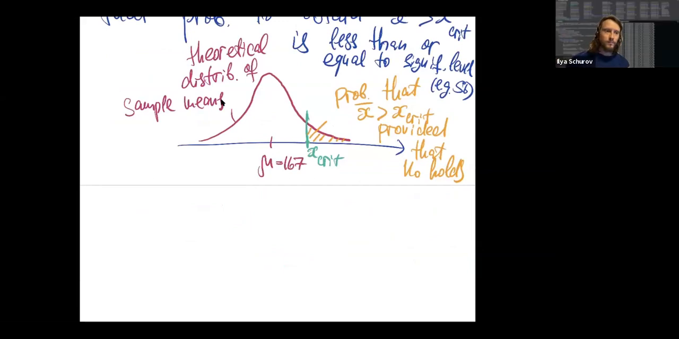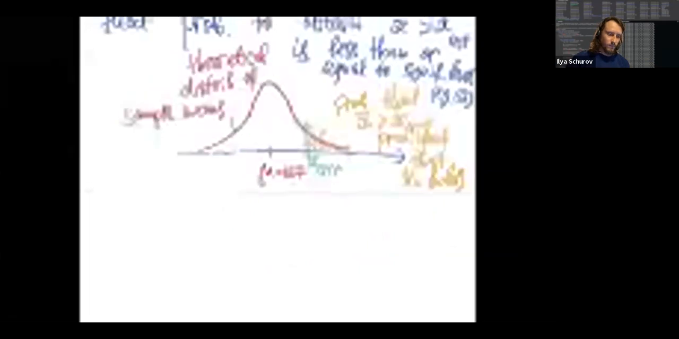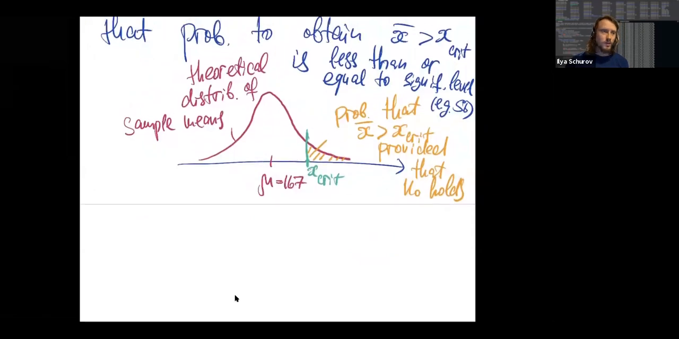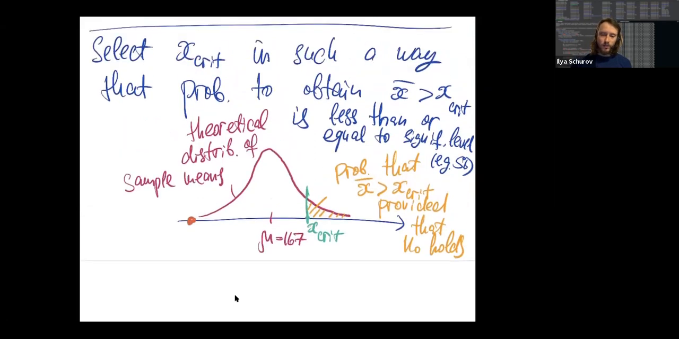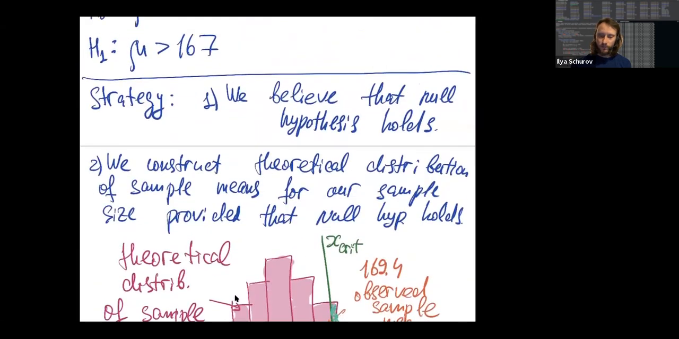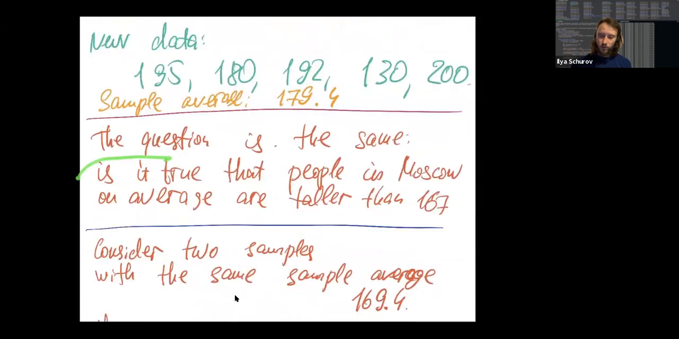So we can probably continue. I have several questions. Anna asks about the 5% part here, as far as I understand. Look, if your observation is somewhere here, in this tail, and in this setting you ask this question, is it true that people in Moscow on average are taller than 167? This data is not evidence in favor of answering yes to this question. It is not an argument in favor of a positive answer to this question.